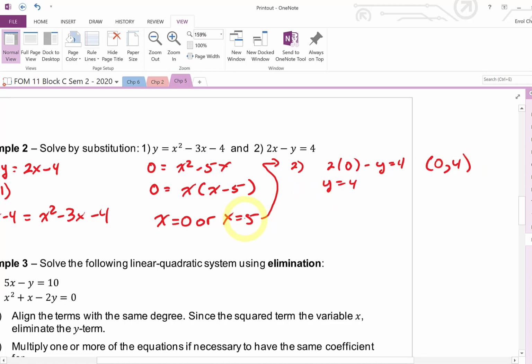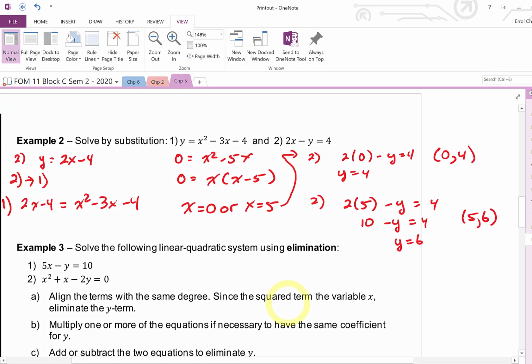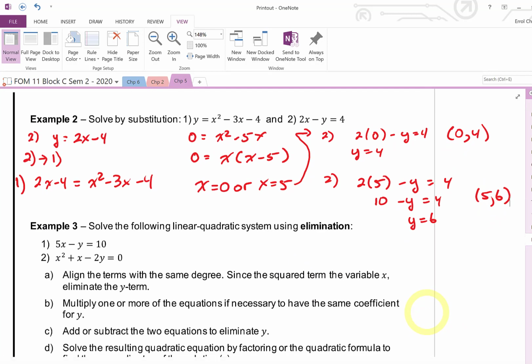Now I'm going to test the other x value. So equation 2 again, 2 times 5 minus y is equal to 4. That's 10 minus y is equal to 4. What is y? The only value is 6. So what is the possible solution? An x value of 5 and a y value of 6. And again, what you can do is you can use Desmos to verify that is an actual intersection point between a quadratic and a linear equation.